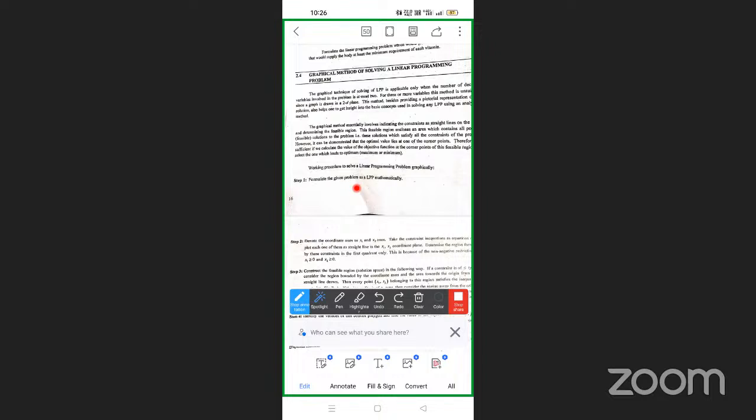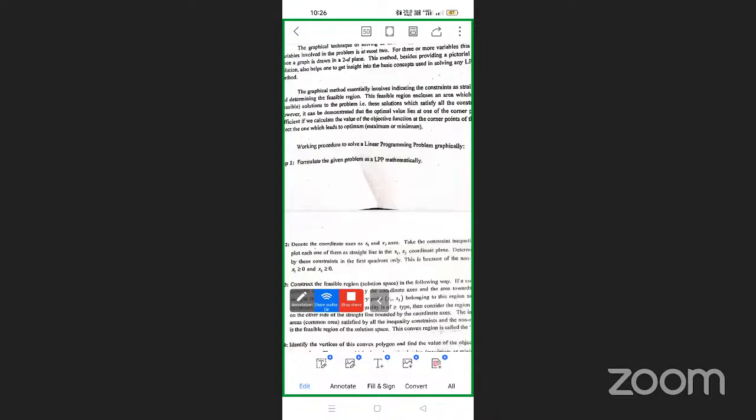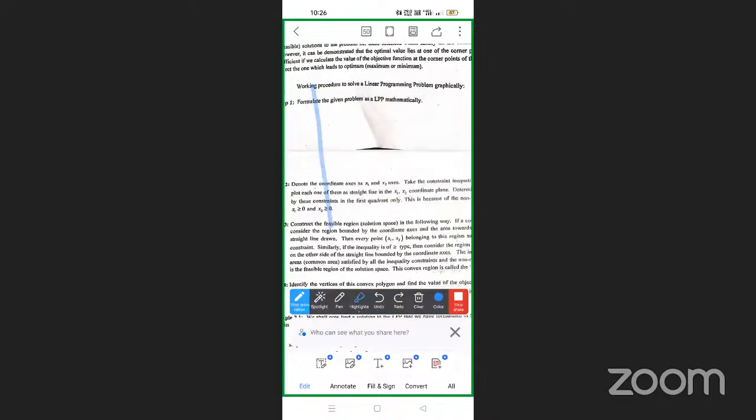Next, denote the coordinates x1 and x2 as axes. Like this, x1 axis and x2 axis, with numbering 1, 2, 3. This is the origin. Below the origin are negative values, -1, -2. So this is the x1 axis and this is the x2 axis. Same here also, numbering units 1, 2, 3, 4, and these are negative, -1, -2.